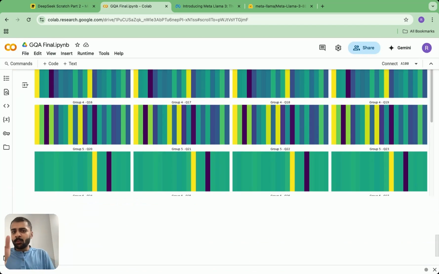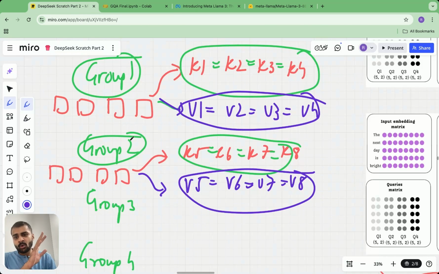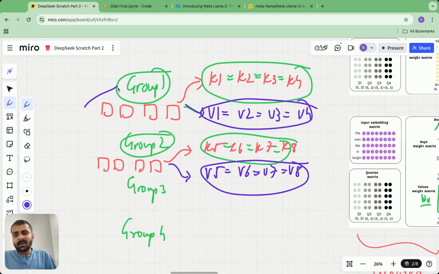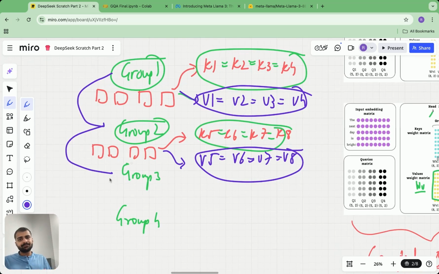This is exactly how grouped query attention works. In one group, all the keys matrices and all the value matrices will be the same. So the keys for head 1 will be the same as keys for head 2, head 3, and head 4. Values for head 1 will be the same as values for head 2, head 3, and head 4. That's for one group. This will hold the same for all the groups, but between groups it will be different. For example, group 1 content will be completely different from group 2 content, which will be completely different from group 3 content, etc.